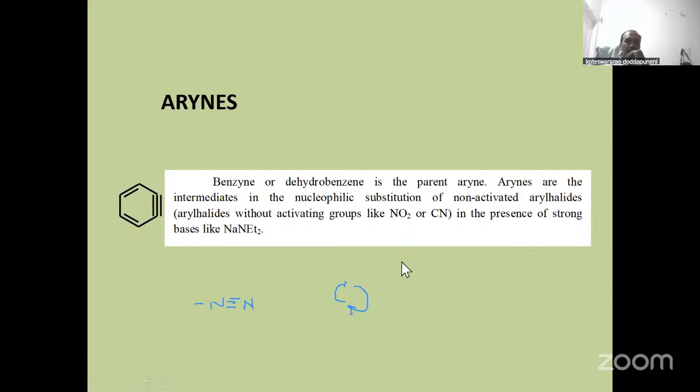Right. Next intermediates, arynes. This is actually benzene substituted with NH2 or chlorine. Whenever we eliminate HCl or NH3 from the substituted benzene, it leads to formation of a benzene derivative. These arynes are derived from dehydrobenzene, the parent aryne. Arynes are the intermediates in the nucleophilic substitution of non-activated aryl halides.